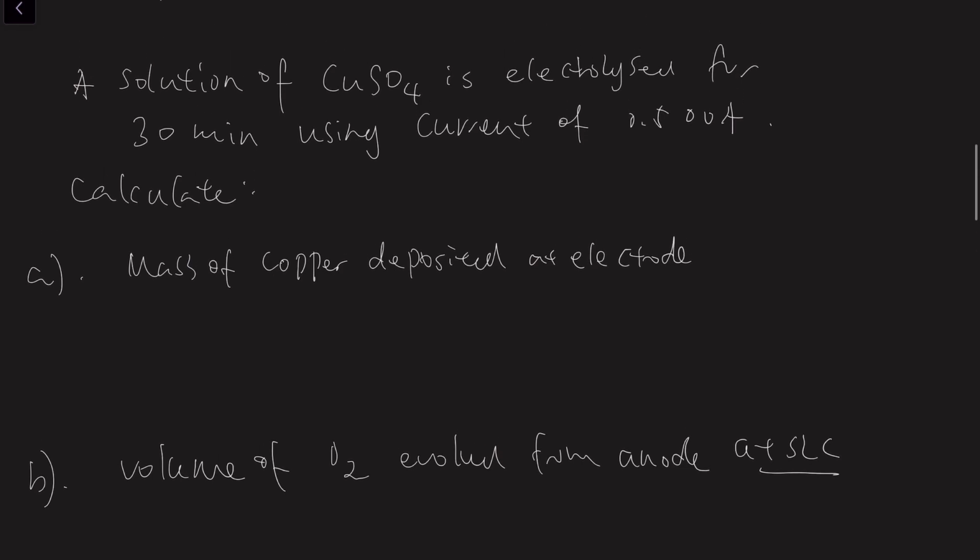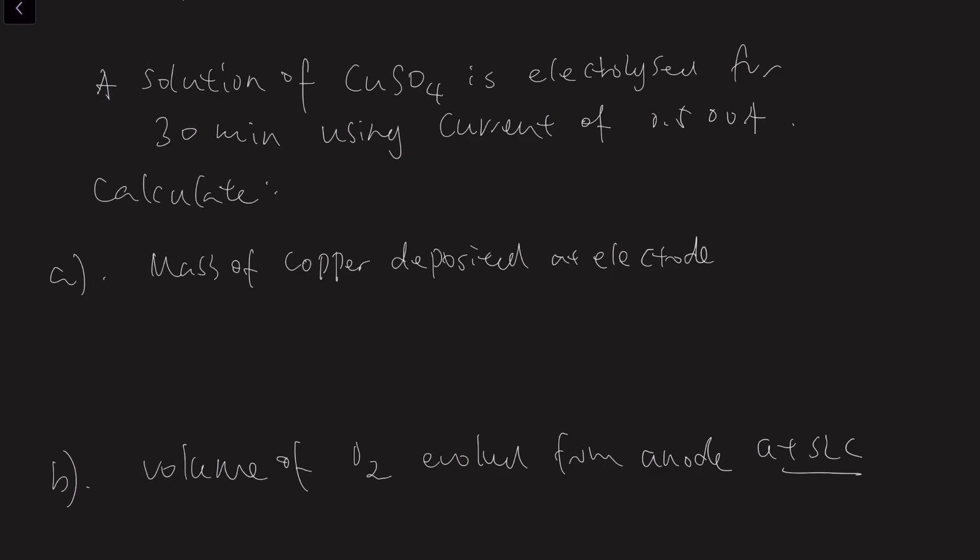So now let's look at this question, and let's do this together. A solution of copper sulfate is electrolyzed for 30 minutes using a current of 0.500 amps. Calculate the mass of copper deposited at the electrode, and also the volume of oxygen gas evolved from the anode at standard laboratory condition. So first, let's look at the number of significant figures we need for this particular question. So here we have 3 significant figures. Here we also have 3. So we need to answer our questions in 3 significant figures.